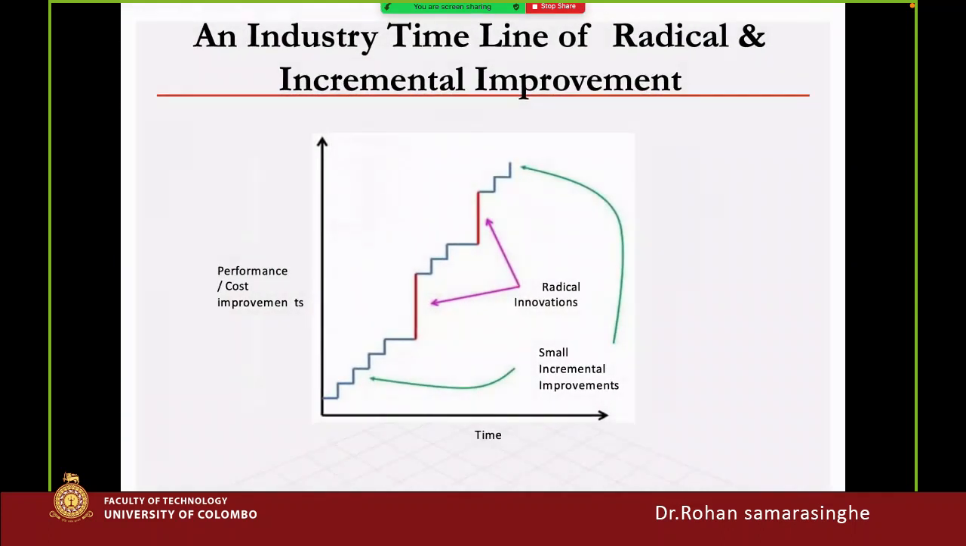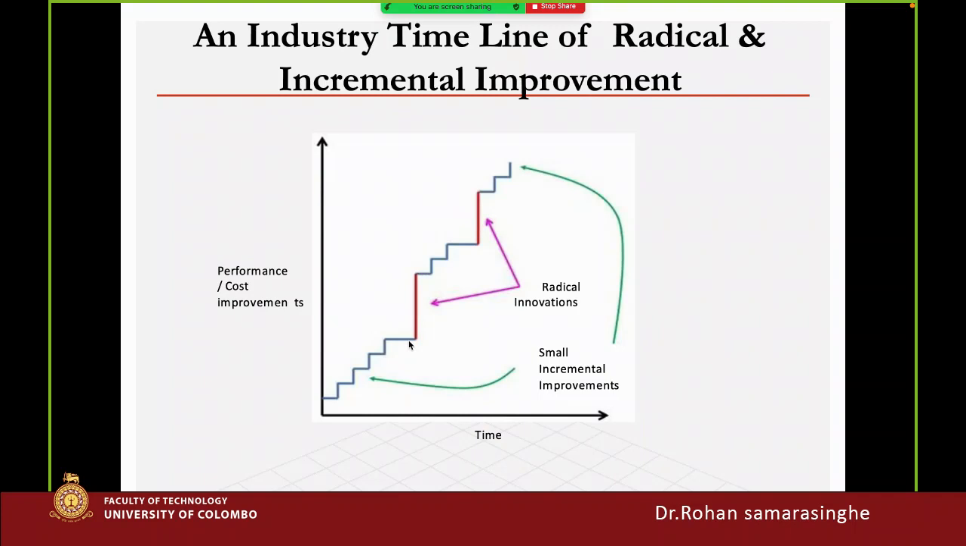So, the industry timeline for radical and incremental innovation: performance, cost and improvements, and time. When you consider time, you can find slight improvements, and sometimes you can find a huge gap between the next step. This is called radical innovation.